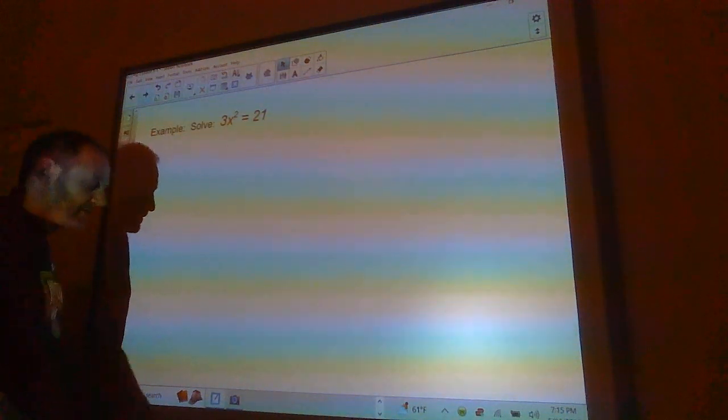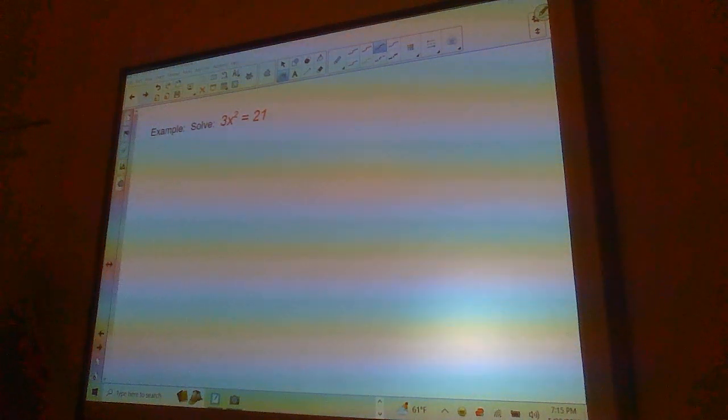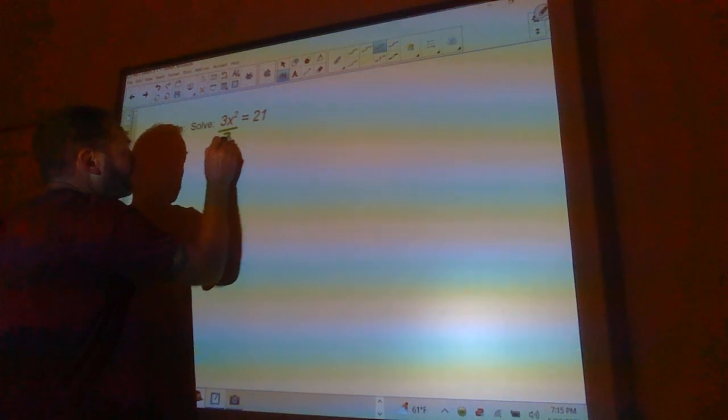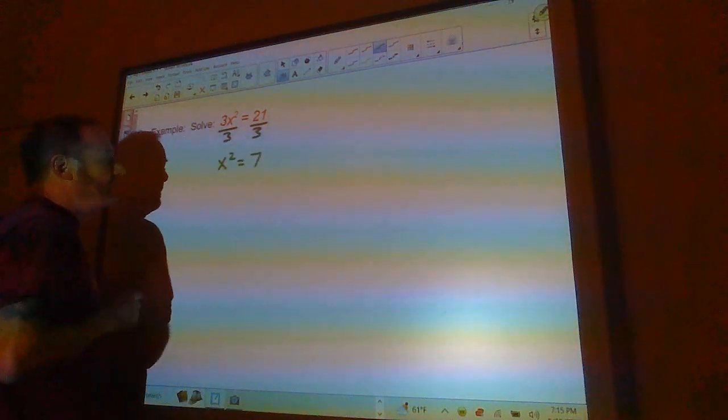This is a real easy one right here. You've solved problems like this before. 3x squared equals 21. The first thing I'm going to do, of course, is divide both sides by 3. So I get x squared equals 7.